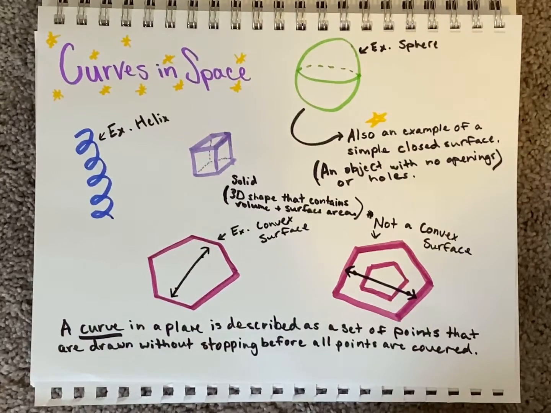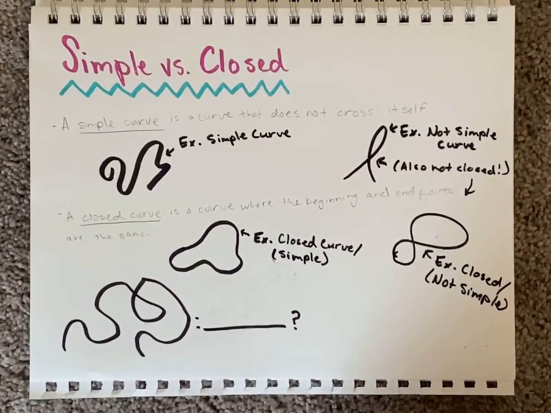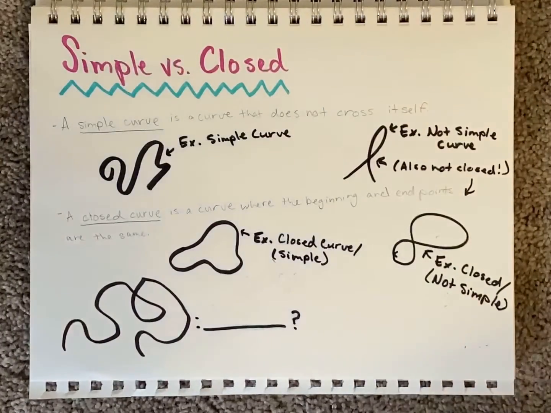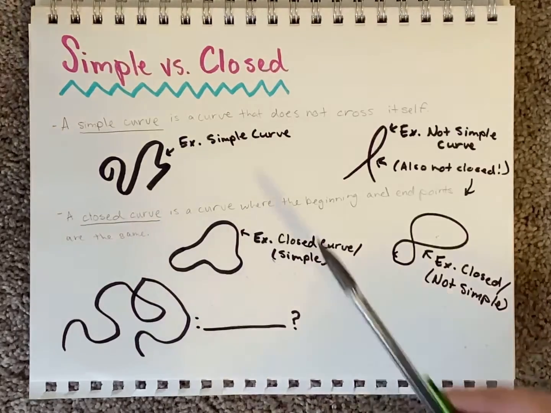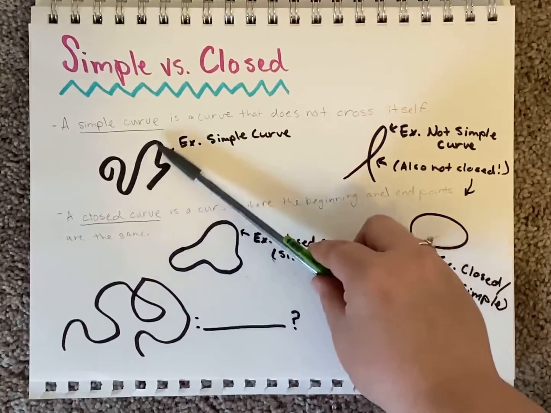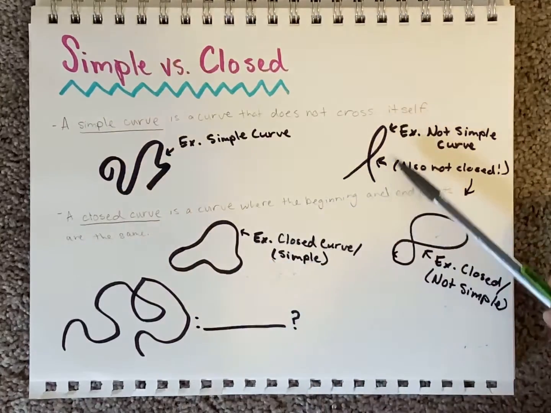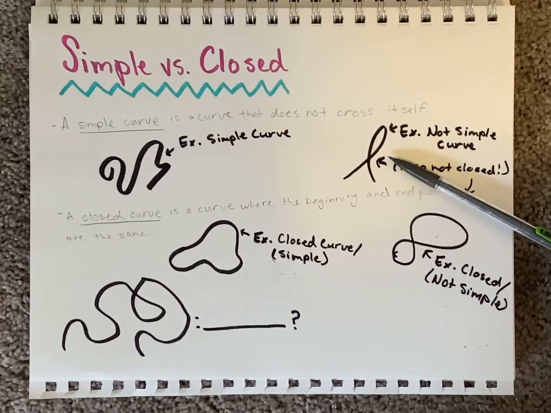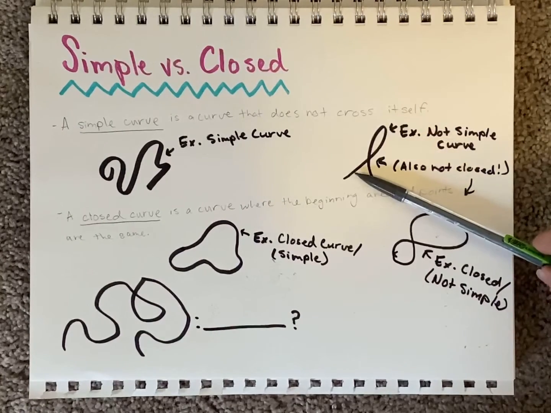A curve in a plane is described as a set of points that are drawn without stopping before all points are covered. Now that we've reviewed the definition of a curve, now we're going to compare and contrast simple versus closed curves. A simple curve is a curve that does not cross itself. And you can see I have an example of a simple curve here. As you can see, it does not cross itself at any point. And here I have an example of a non-simple curve because it does cross itself.